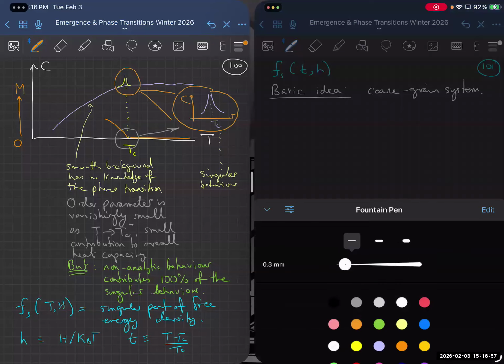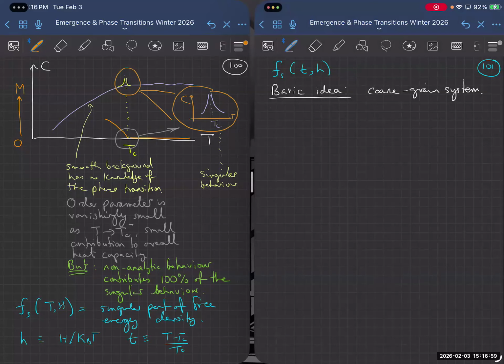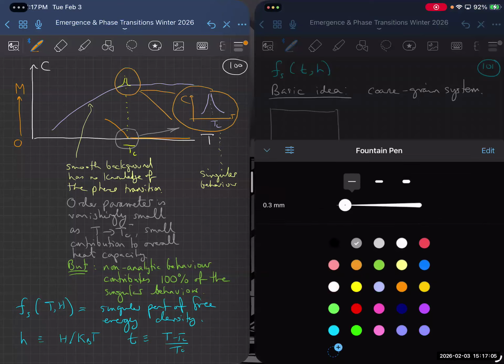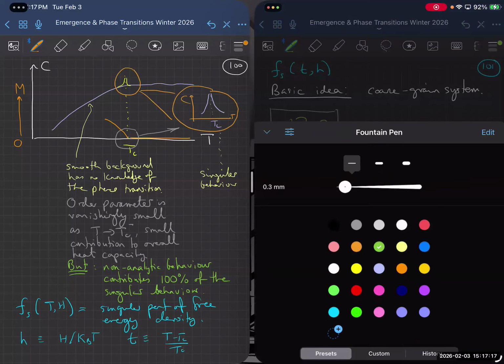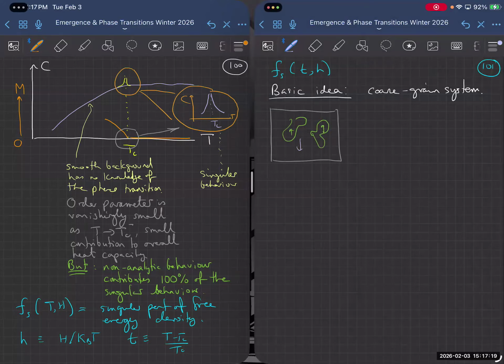So I have my physical system looking something like this. Here is my box. We're thinking about a bunch of spins. We might have some little blob over here where all the spins are pointing up. We might have another blob over here where all the spins are pointing up. And then in the rest of the box, the spins are all pointing down, something like that. So that would be our picture.